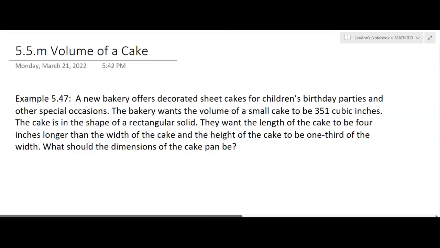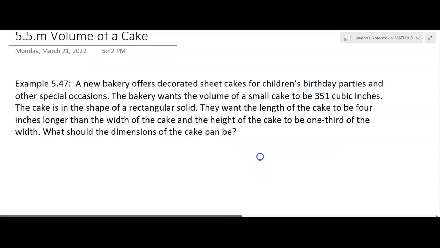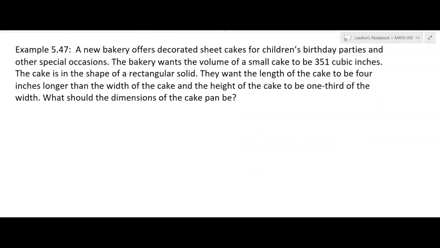Okay, so in our first video for this section, we talked a little bit about the volume of a cake. So here's the problem. A new bakery offers decorated sheet cakes for children's birthday parties and other special occasions. The bakery wants the volume of a small cake to be 351 cubic inches. The cake is in the shape of a rectangular solid. So that's like a box.